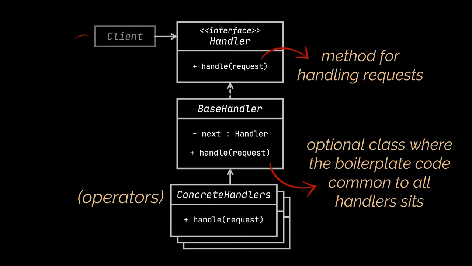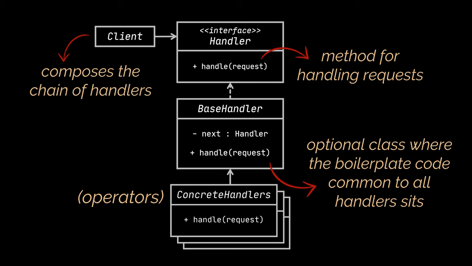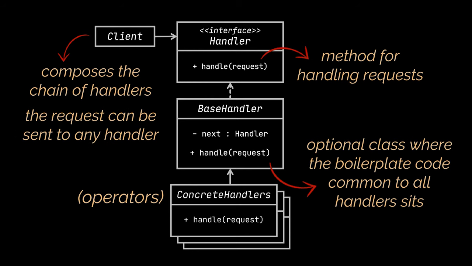Finally, the client composes the chain of handlers. This can be done once or dynamically, depending on the application's logic. Additionally, the request it composes can be sent to any handler in the chain. It actually doesn't have to be the first one. Let's go ahead and try to implement the chain of responsibility pattern.